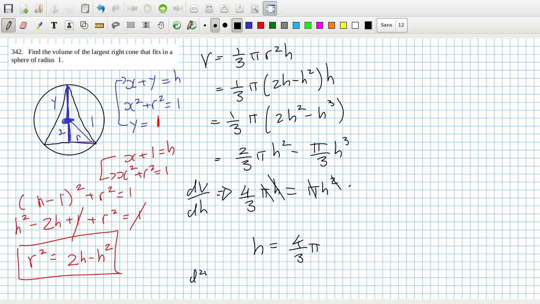The second derivative is 4/3 pi minus 2 pi h. And if I sub that in, you'll get 4/3 pi minus 8/3 pi, which is a negative, which makes it a maximum.